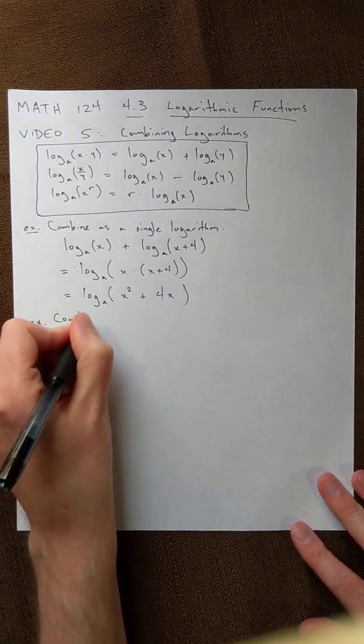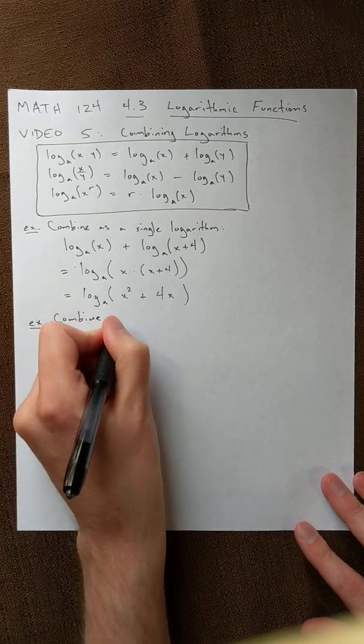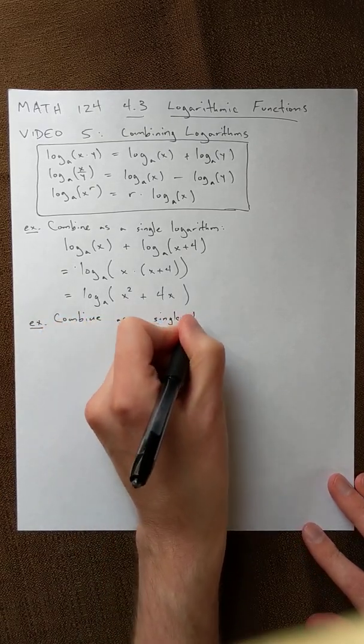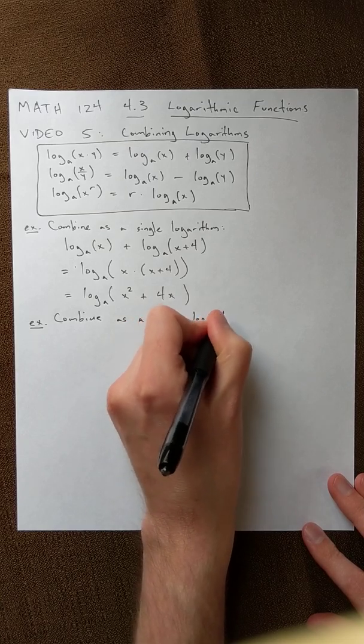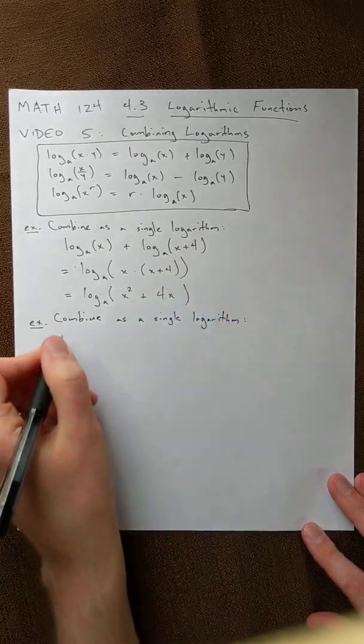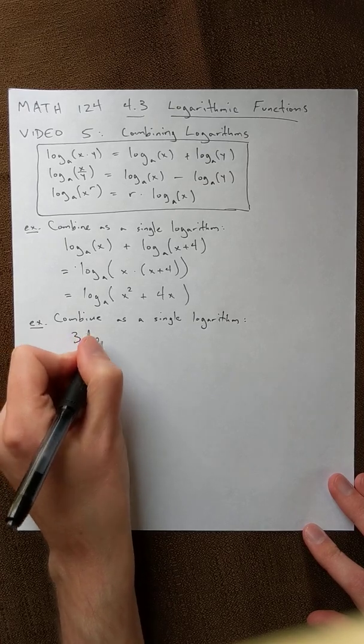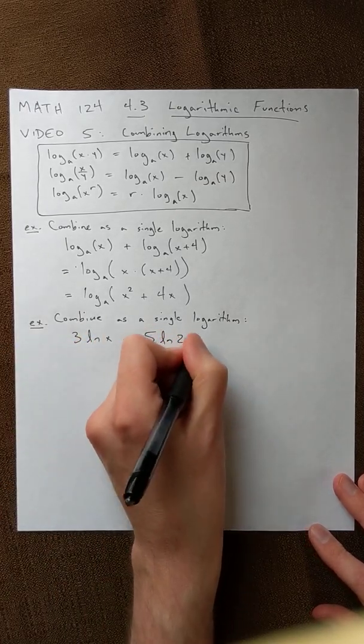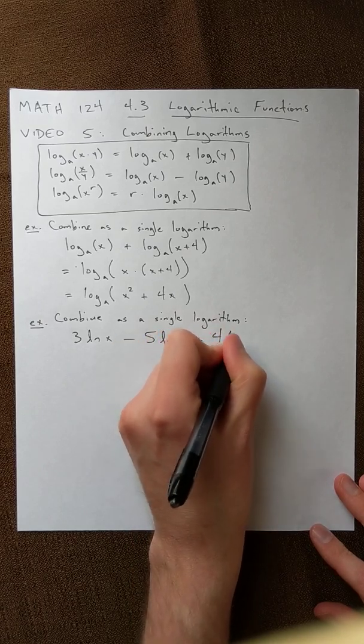Okay, so let's try another example. Combine as a single logarithm. And let's do 3 natural log of x minus 5 natural log of 2 plus 4 natural log of y.